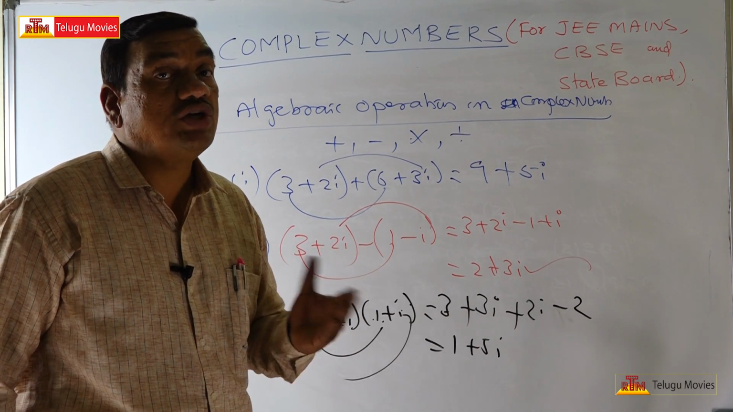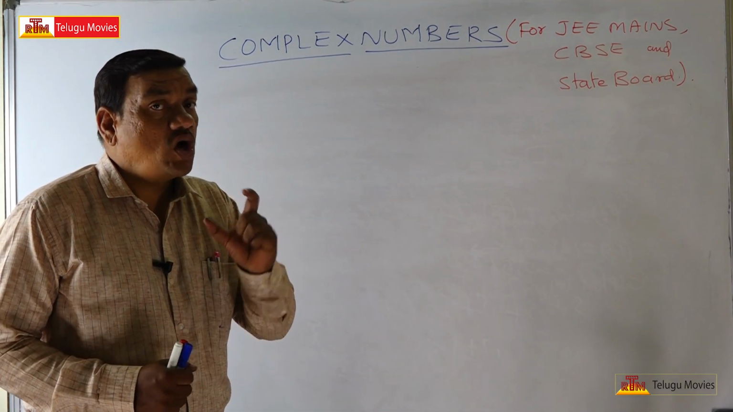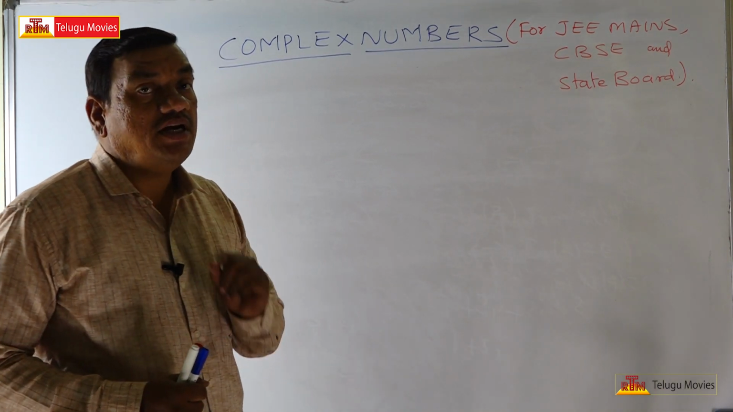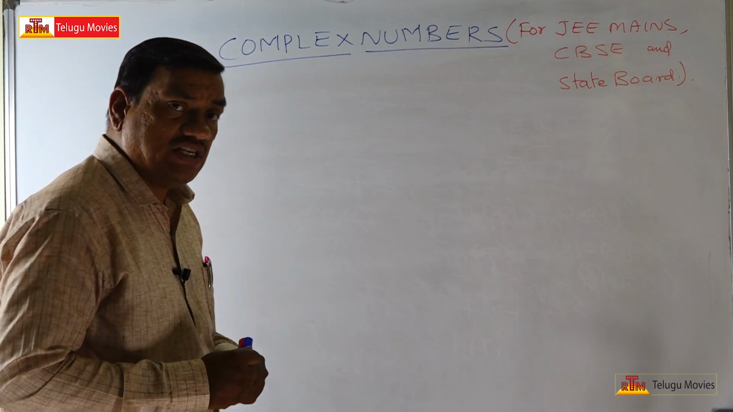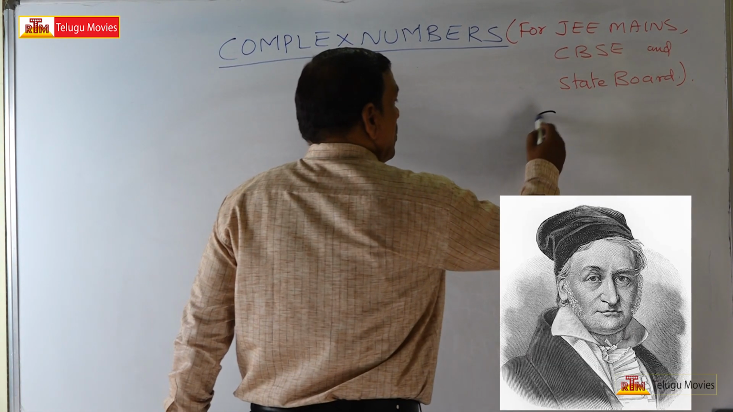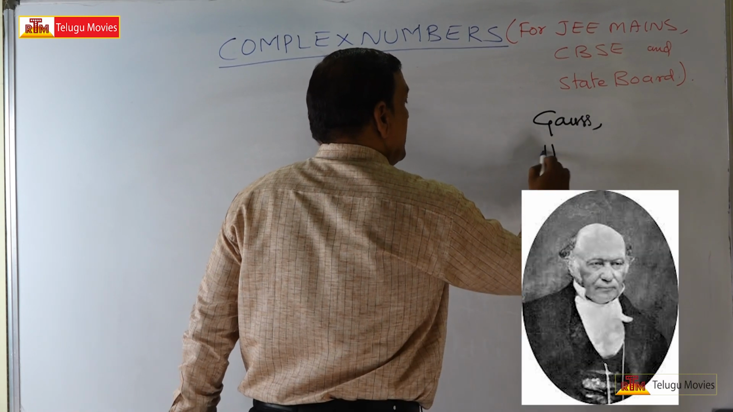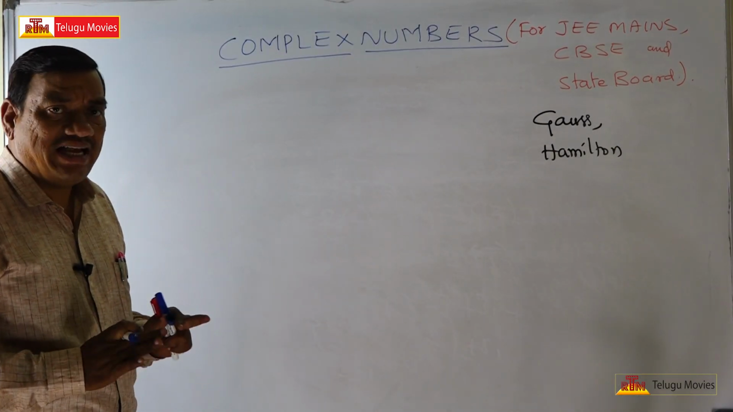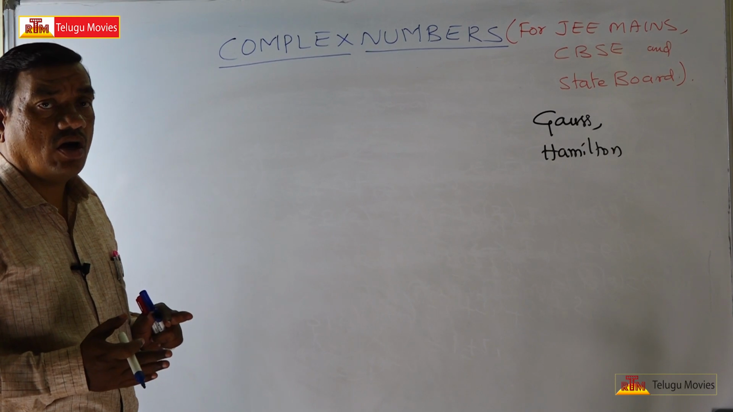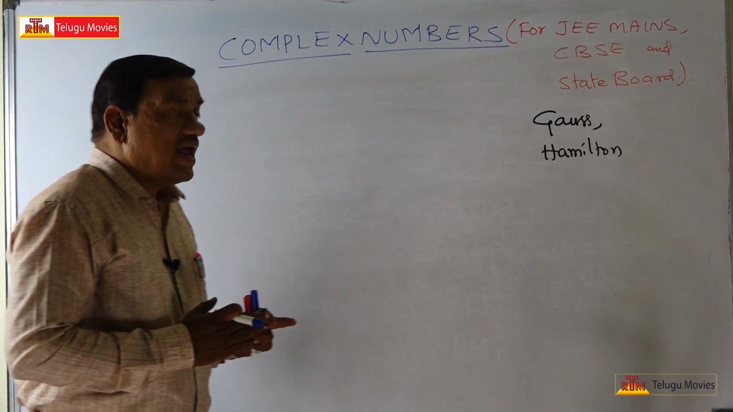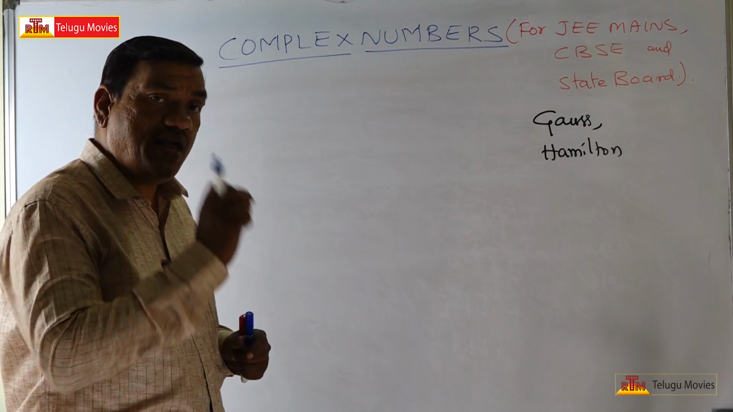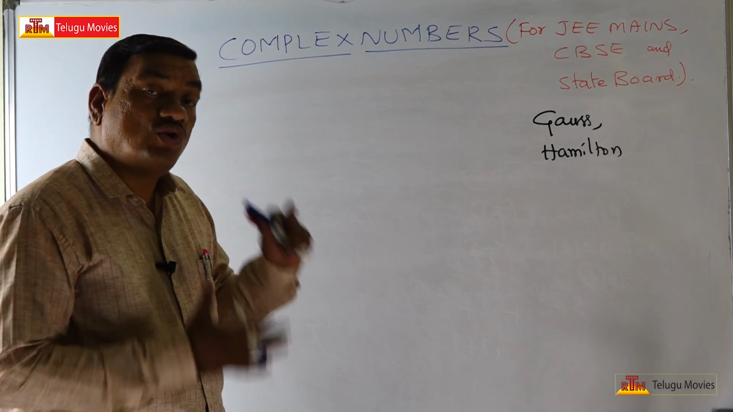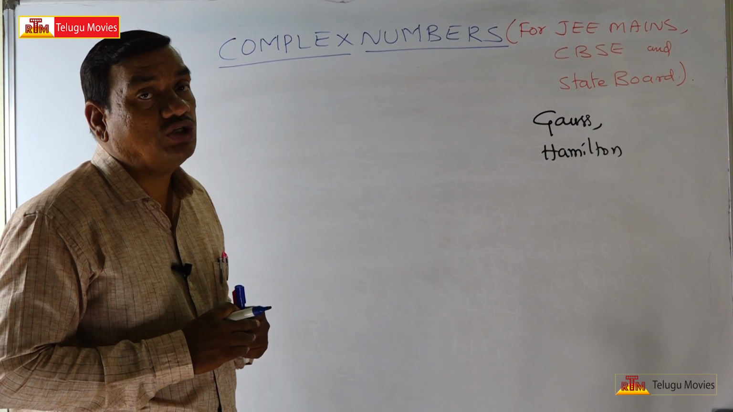So let us see what is the conjugate of a complex number. Before learning the conjugate, how to represent a complex number in the two-dimensional plane? This was first introduced by Carl Friedrich Gauss and Hamilton, both almost at the same time. These great mathematicians, Carl Friedrich Gauss and Rowan Hamilton, represented complex numbers in two-dimensional geometry. If you know how they represented them, we can learn easily what the conjugate of a complex number is.